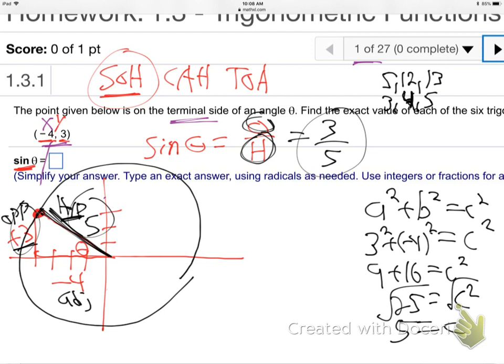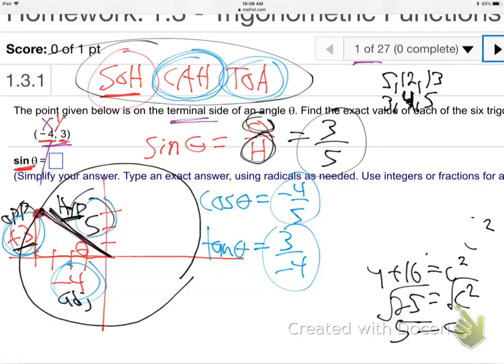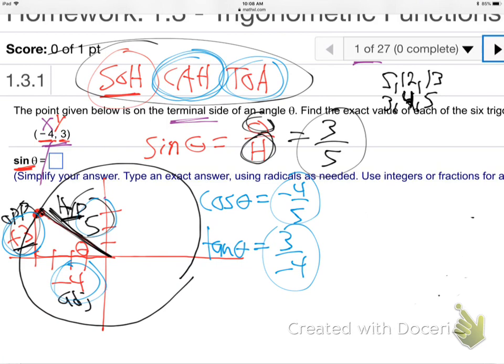So I just draw the triangle, find the hypotenuse with a squared plus b squared equals c squared, and use SOHCAHTOA to find it. How do I find the other three? One more time, I just found cosine, because cosine is adjacent over hypotenuse, right? And tangent is opposite over adjacent. TOA, opposite over adjacent. So that was opposite 3 over adjacent, negative 4.